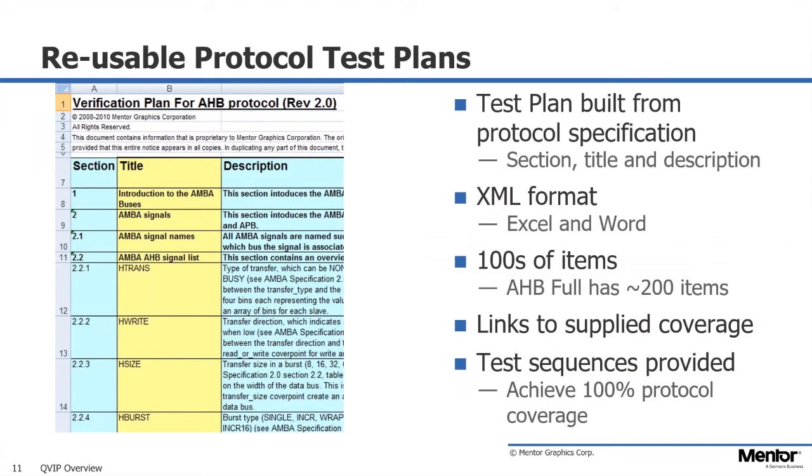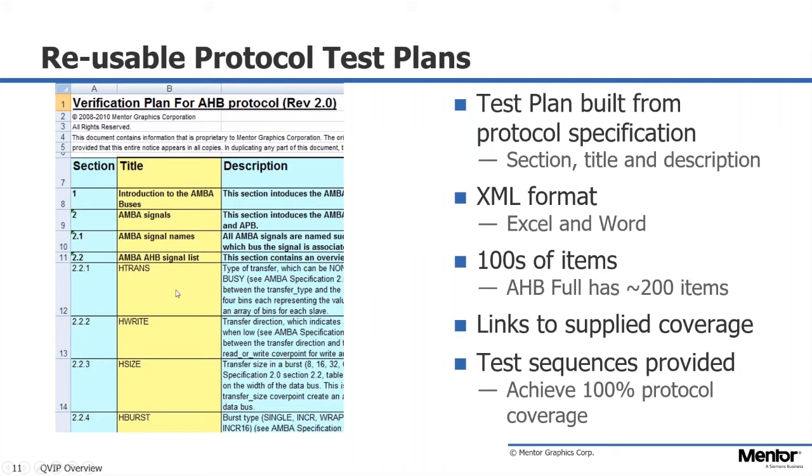Each one of our VIPs is built off of a test plan for that particular protocol. So in this case, I'm showing the AHB test plan. Every feature of the AHB bus will be enumerated in the test plan. It will describe each different test that's being done. Then it has all the linkage to the included assertions, so that if you get an assertion failure, it will tell you that this H-trans feature had some problem. You can come and look at that.